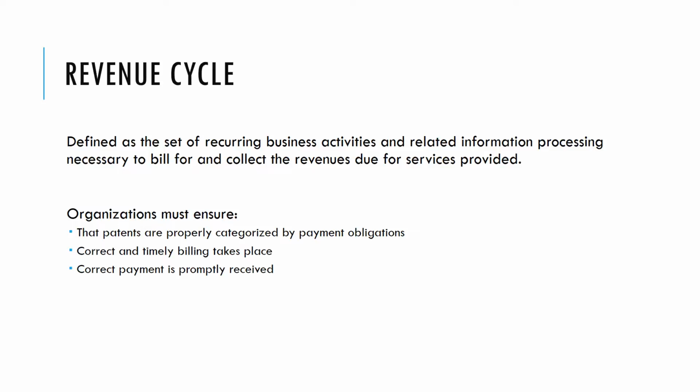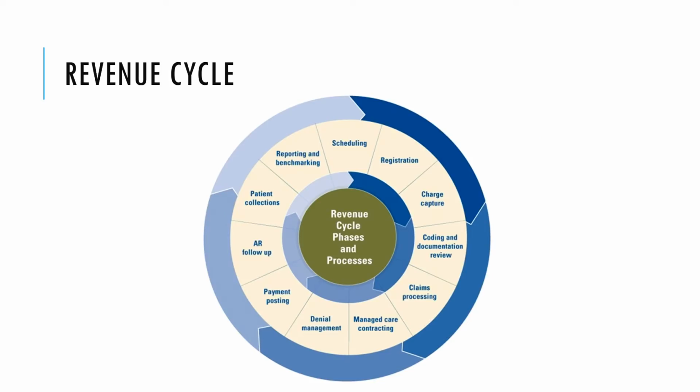But anyway, organizations have to ensure that patients are properly categorized by payment obligations, and then they collect and that correct and timely billing takes place. If they are incorrectly billing patients, then that's really bad for them, and that correct payment is promptly received. Now, the revenue cycle phases and processes. Revenue cycle really touches a lot of different parts of the organization.